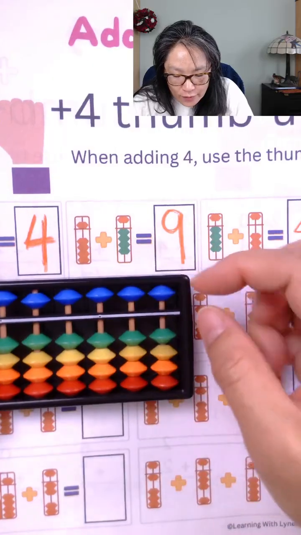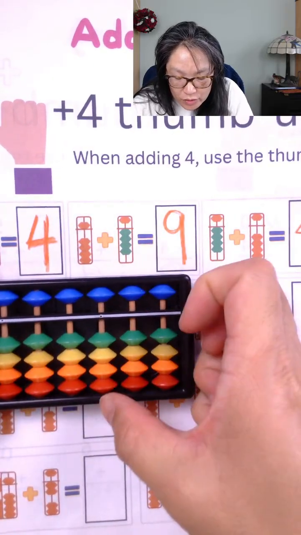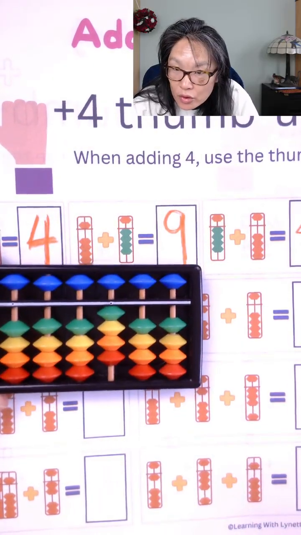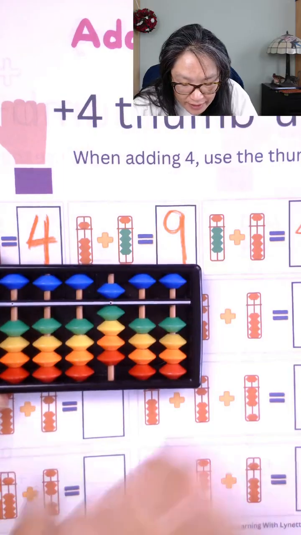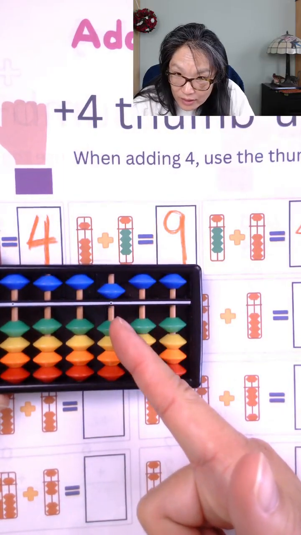So we're going to add the 4. When we add the 4, again, we're going to go to the horizontal bar. When we subtract, we want to go away from the horizontal bar. So if I have 9 and I want to subtract 4, I want to take it away.